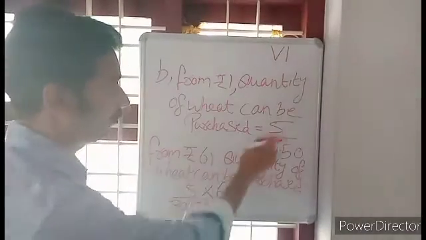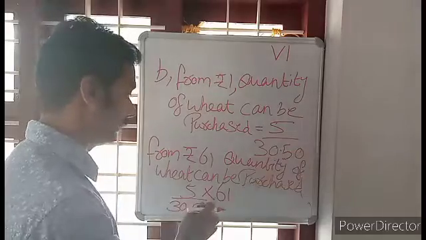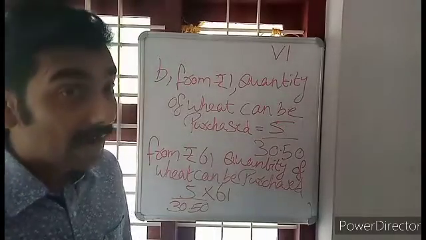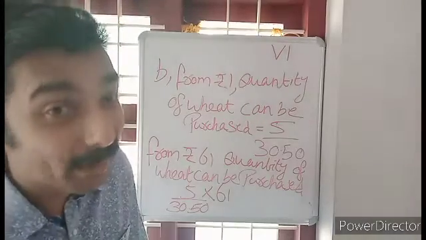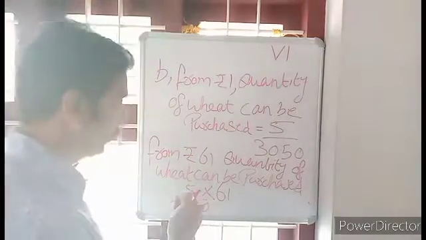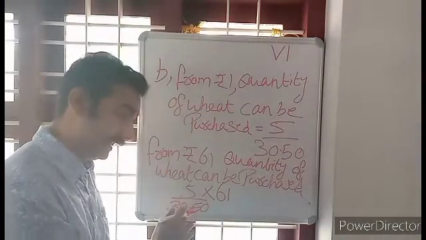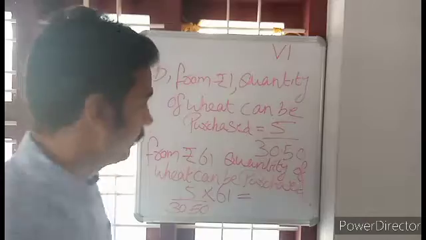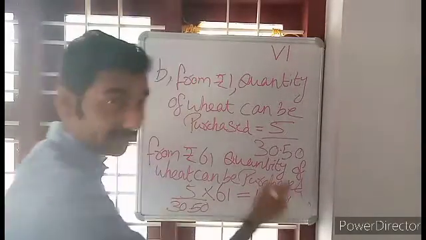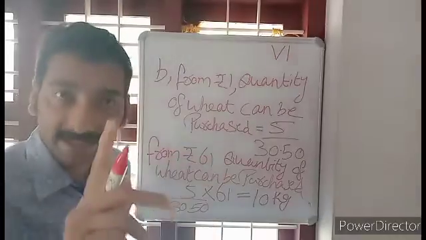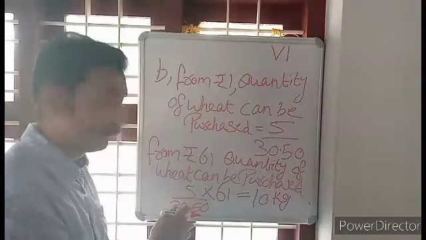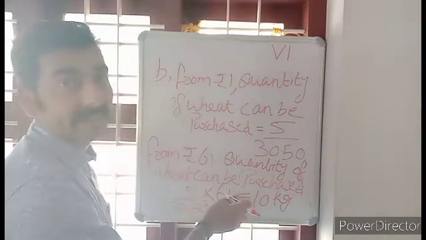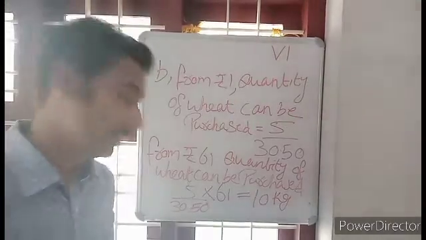Okay, 5 divided by 30.50, we find the rupees 61. That means one quantity of wheat, so you just multiply and divide. You get the result 10 kg: 5 into 61 divided by 30.50 gives 10 kg. Clear? Okay.